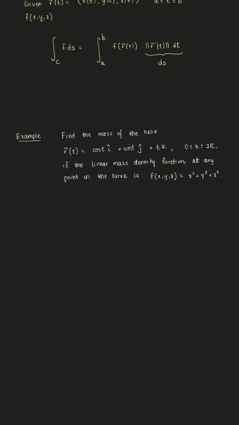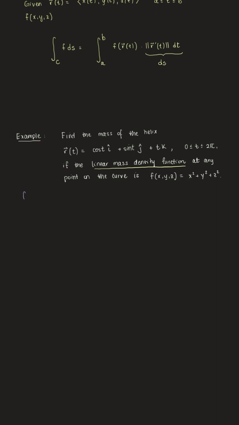So let's try an example, and because it's difficult for us to picture functions in R4, let's consider that our function is actually a linear mass density function, and we want to find the mass of the helix. So at every point of the helix, we want to measure the mass, given that we know the mass density function. So we know mass per linear unit. Our steps are that we want to make sure that our curve is parametrized, and we've already been given a parametrized curve.